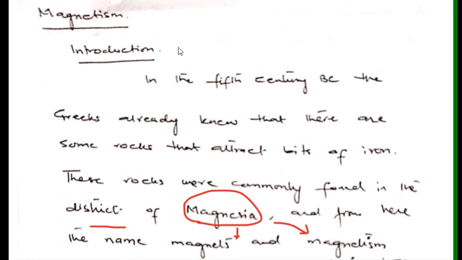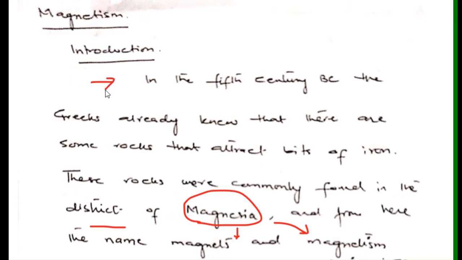Assalamu alaikum. Today we'll be starting chapter number 29 of Serway and Jewett. This chapter will tell us about magnetism. First, we'll go through the introduction and a brief history of magnetism, and then we'll move on to article number 29.1. So, let's start with the introduction.